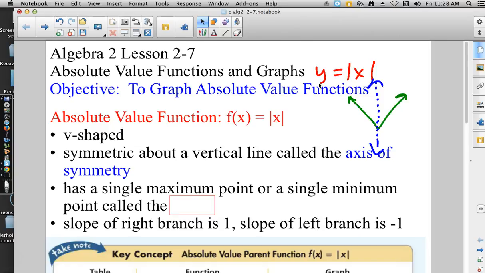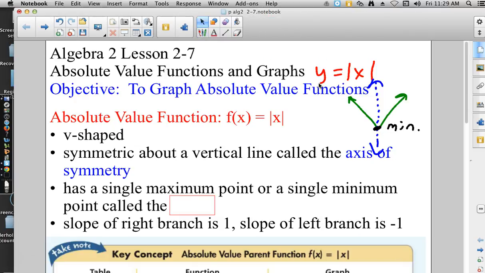It has a single maximum point or a single minimum point. Hold the presses. Bless you. This one. This is going up forever. So if it's going to keep going up, it can't have a maximum. But it definitely has a lowest point right here. So this one would have a minimum. Definitely would have a minimum.